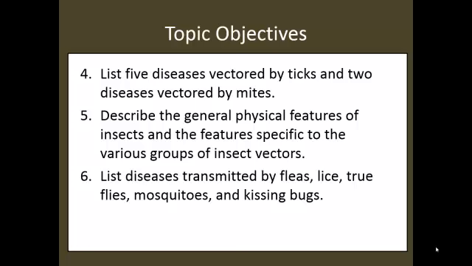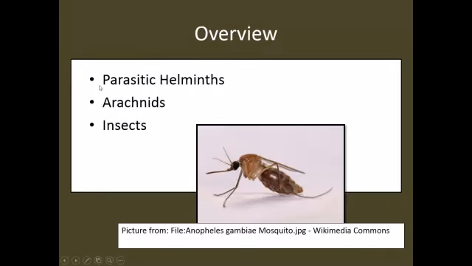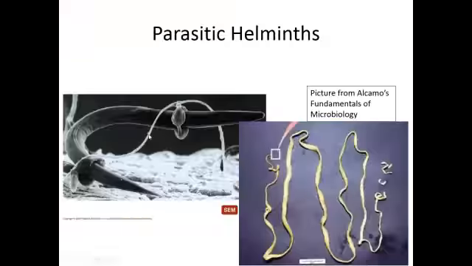2 diseases vectored by mites, describe the general physical features of insects and the features specific to various groups of insect vectors. List diseases transmitted by fleas, lice, true flies, mosquitoes, and kissing bugs. In this topic, we will cover parasitic helminths, arachnids, and insects.